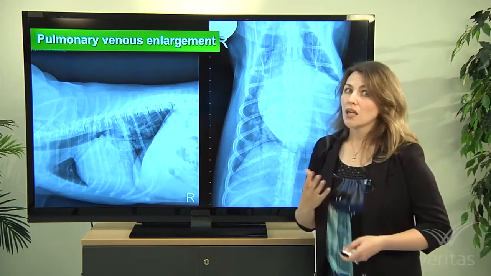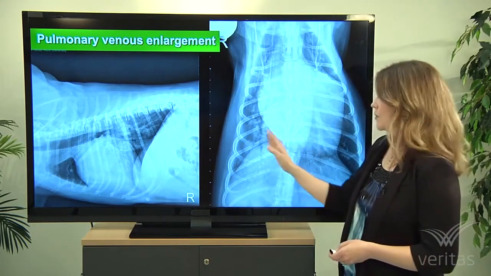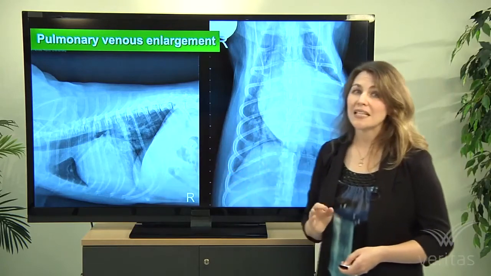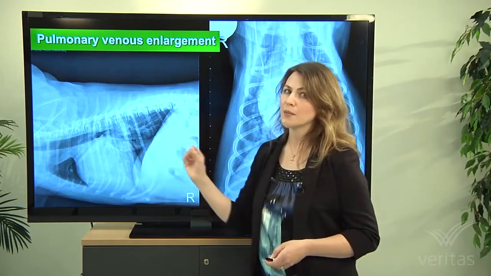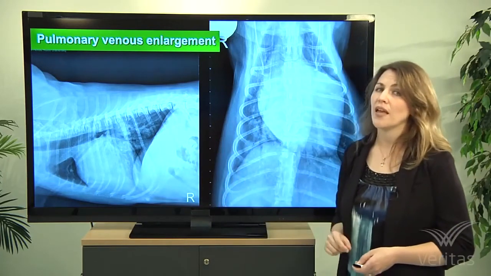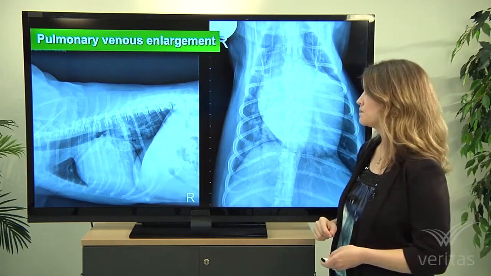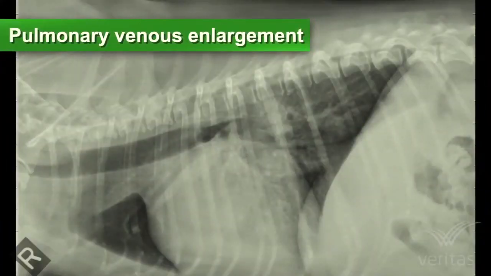It's not uncommon to not be able to see them in all three places, but that's the nice thing about having two views is you can look in three places to find the best area where you can make out the veins so that you can assess them adequately. So here's a zoomed in image of the same lateral radiograph, and here's the vein.